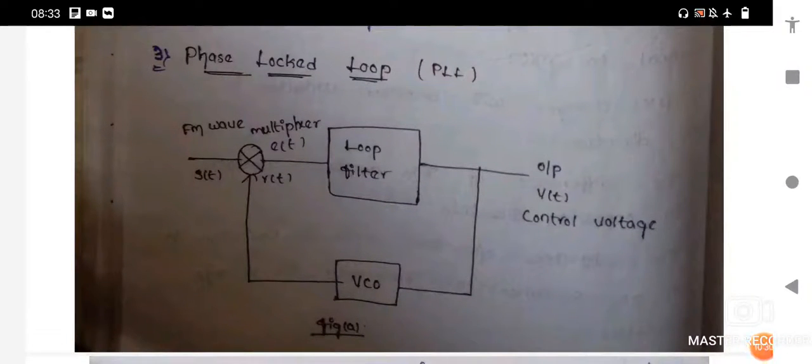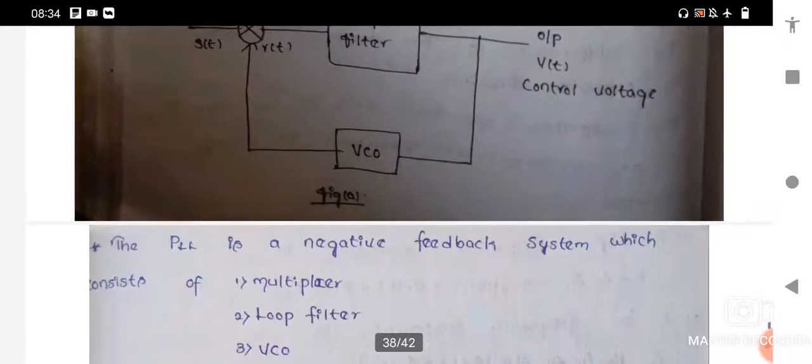This figure represents the phase-locked loop. A phase-locked loop is nothing but a negative feedback system. Observe this block diagram. Mainly it consists of three devices: one is a multiplier, the second is a loop filter, and the third one is a VCO.